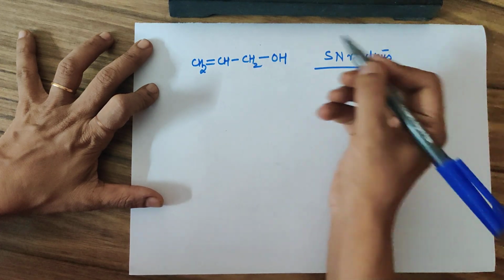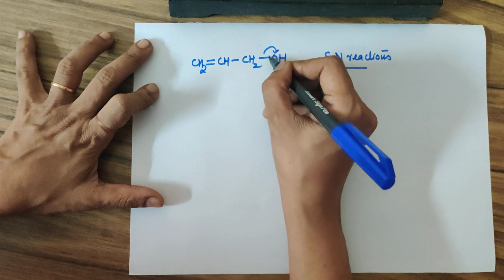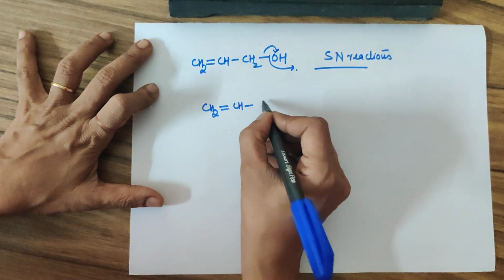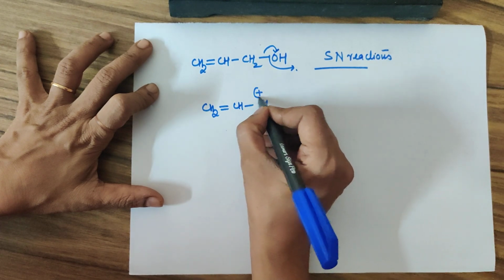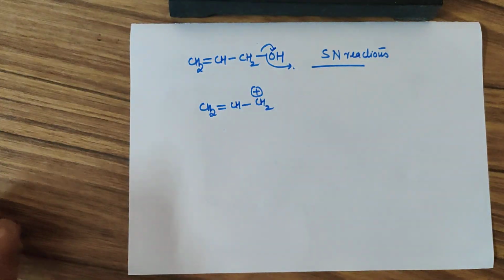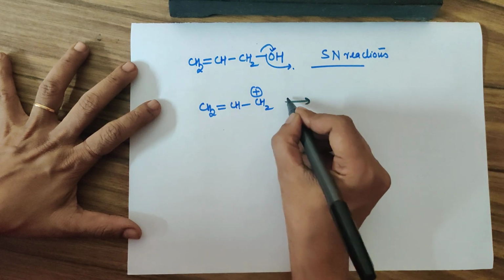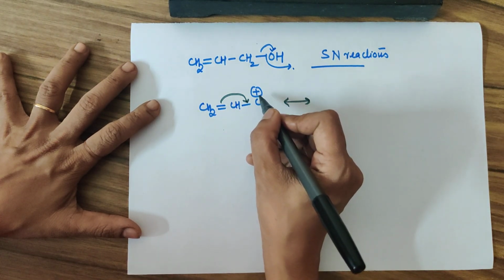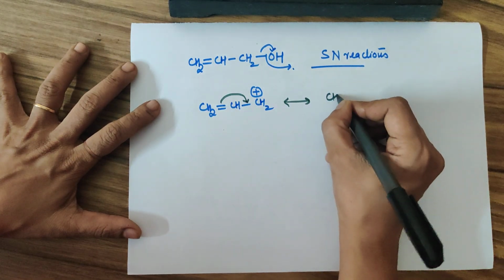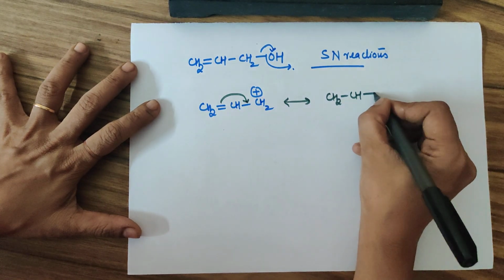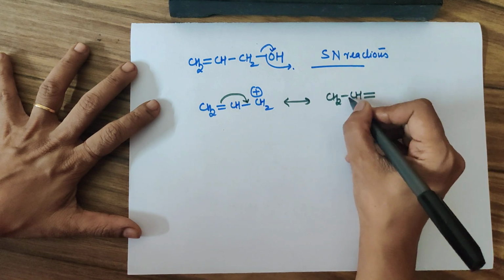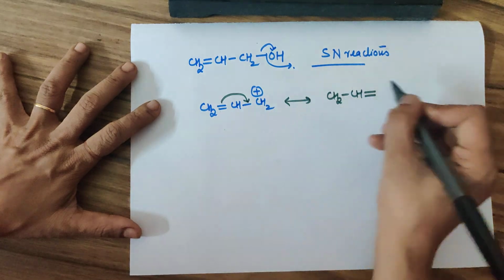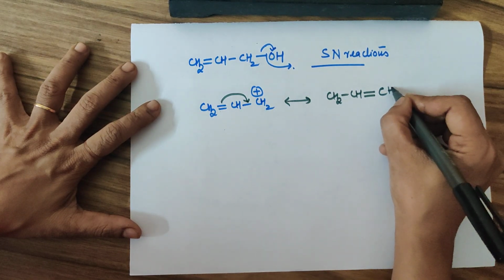Why so? This OH takes away the electron and leaves. If that happens, you end up with a carbocation like this. Now this carbocation is stabilized by resonance. That is, this carbon requires electrons, the pi electron shifts here, and you get a CH2, CH, a double bond here. This carbon has not been affected because it had a double bond here and one single bond here. Now the bonds are shifted, but there is no loss of electron.